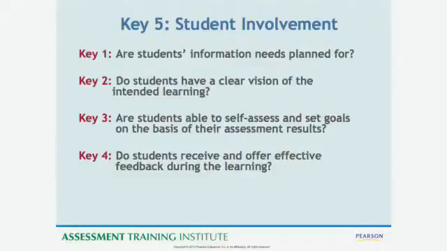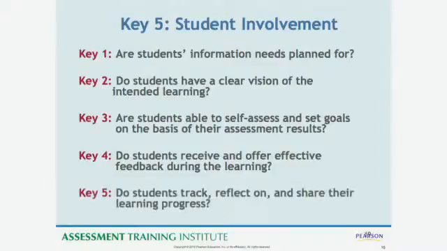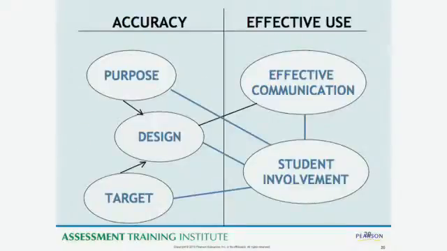So all of these connect to key number 5, which is student involvement. And what we're trying to do here is to help students track, reflect on, and be able to communicate about their own learning progress as it's unfolding. It turns out that kind of involvement is immensely empowering, confidence building, and enhances students' achievement. So there you have our 5-part quality control framework.